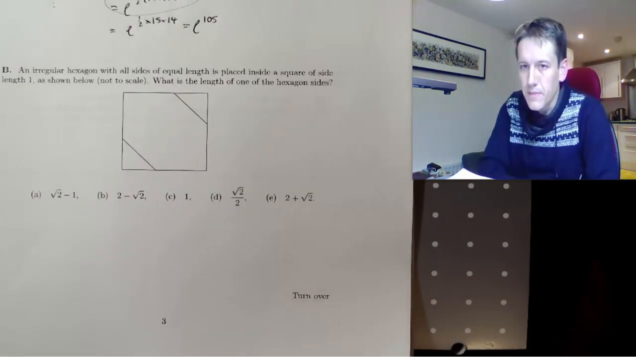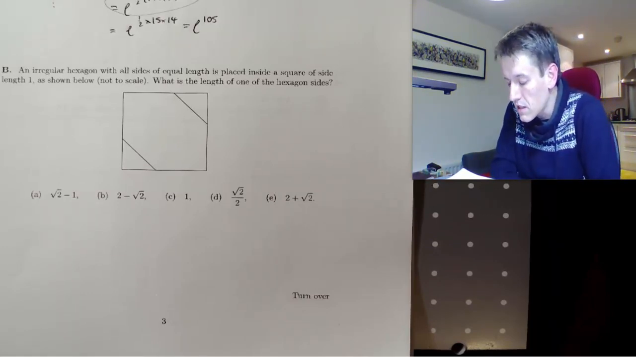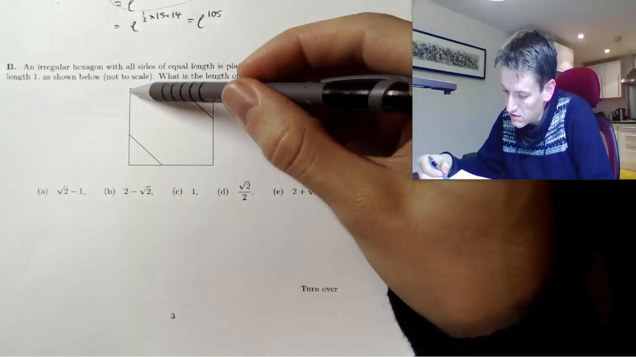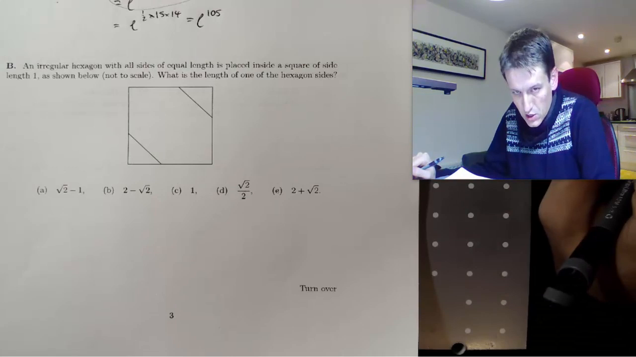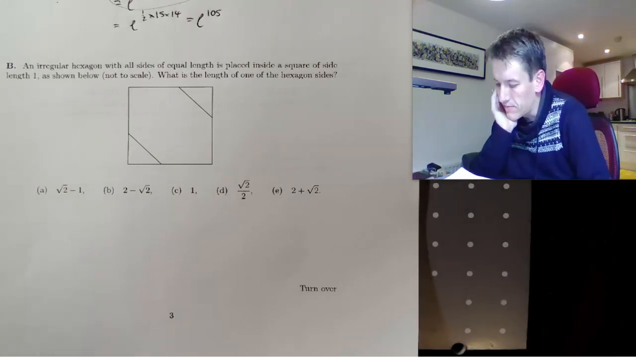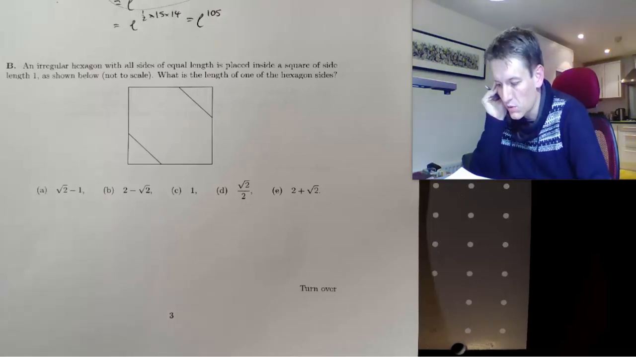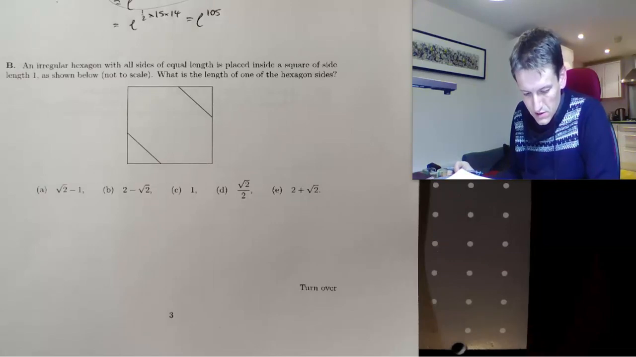Okay, question B. An irregular hexagon with all sides of equal length is placed inside a square of length 1, as shown below. What is the length of one of the hexagon sides? So the hexagon here is this 1, 2, 3, 4, 5, 6-sided shape. We don't know the side lengths. In fact, it says it's an irregular hexagon, but it does have sides of equal length. So the angles are not the same, but the lengths are all the same.